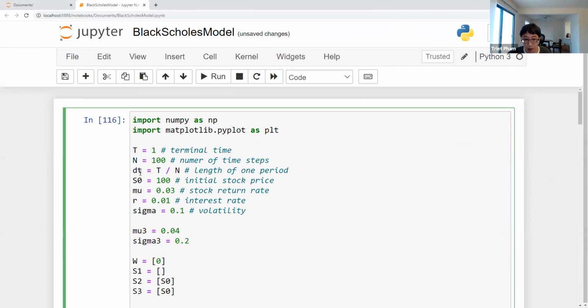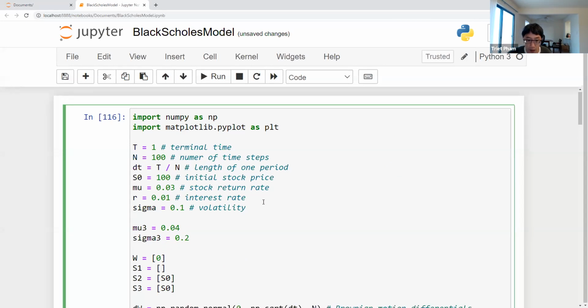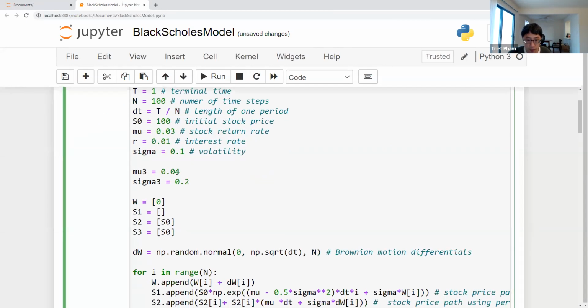Which is how big my time step is. I define all the parameters. I don't need to define R here if I want to simulate the physical rate. These are just some other return and sigma that I want to simulate to show you the difference in the two stock prices with different mu and different sigma.